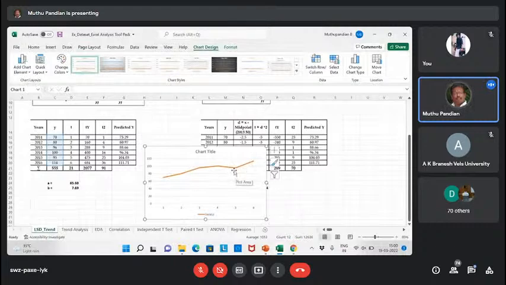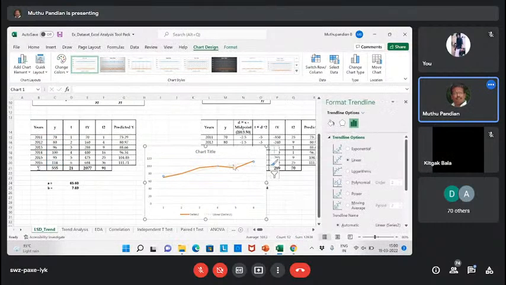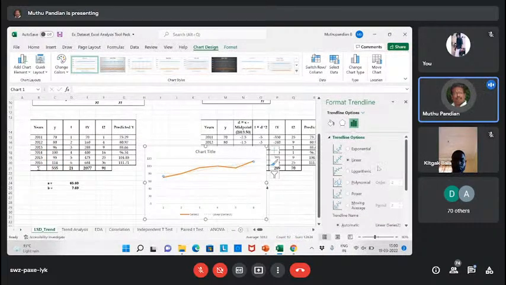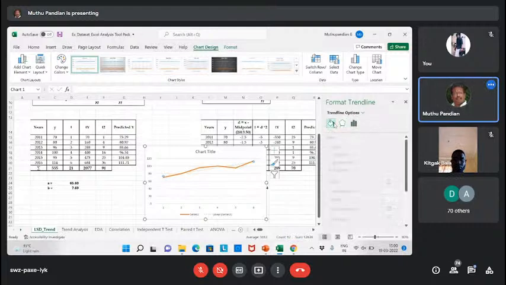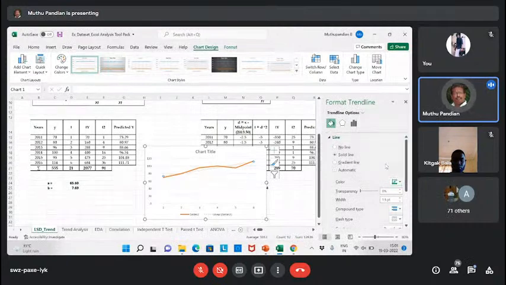In this line graph, what I'm going to do is add the trend line. What does this trend line mean? Are you able to see my trend line, everyone? Yes, sir. I just made the trend line a different color for your understanding.